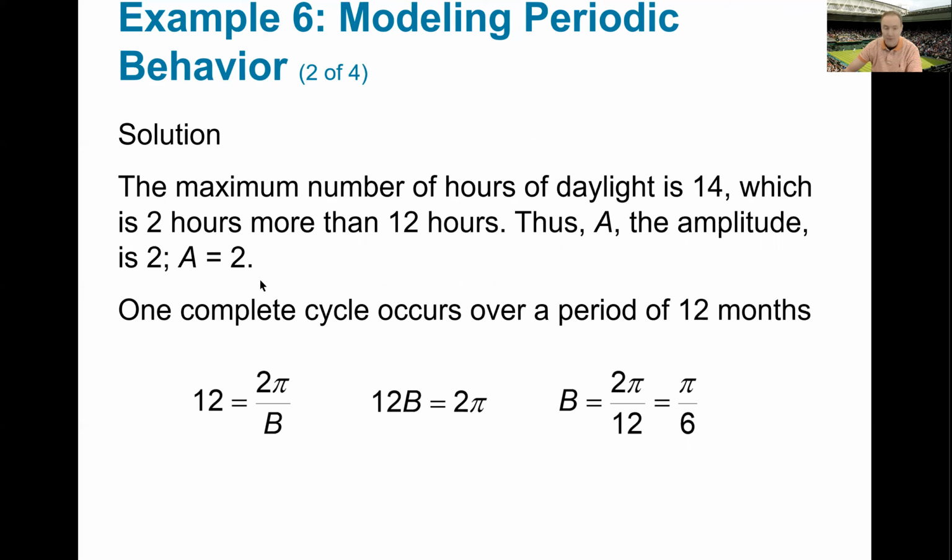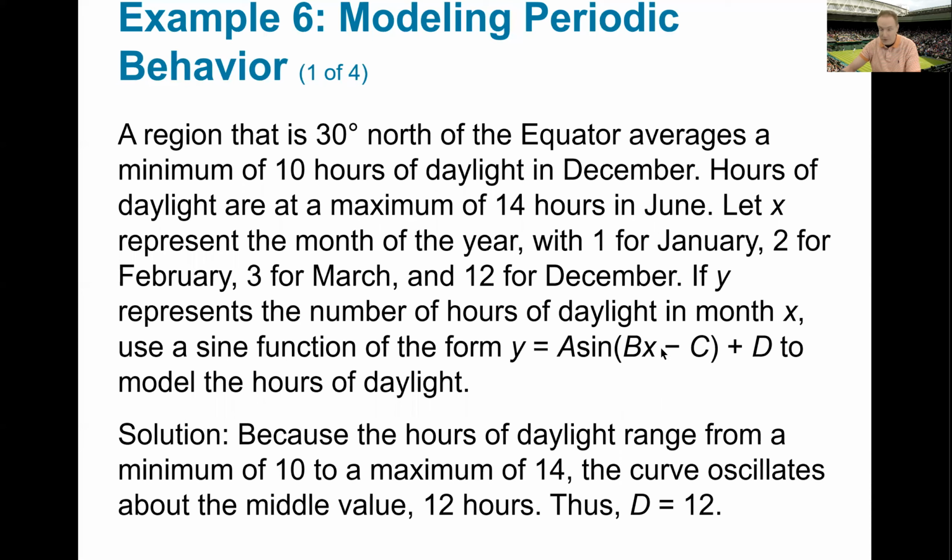Now, the cycle. I know that it needs to complete the entire cycle of how much sunlight we're going to get over the 12 months of the year. So I say, well, then my entire period has to be 12. My period formula is typically 2 pi over whatever the coefficient of x is. And I'm trying to find out what A, B, C, and D are in this formula. Now, I already know what A is, and I know what D is.